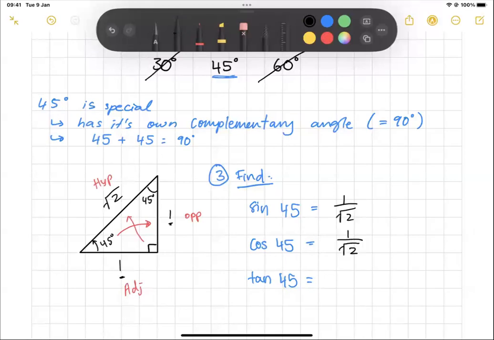Again, they're complementary angles. That's why it's exactly the same. For tan 45, it's opposite over adjacent, which is 1 over 1, which leads us to 1.